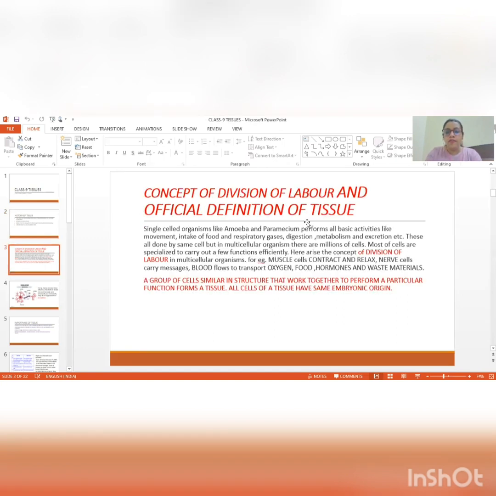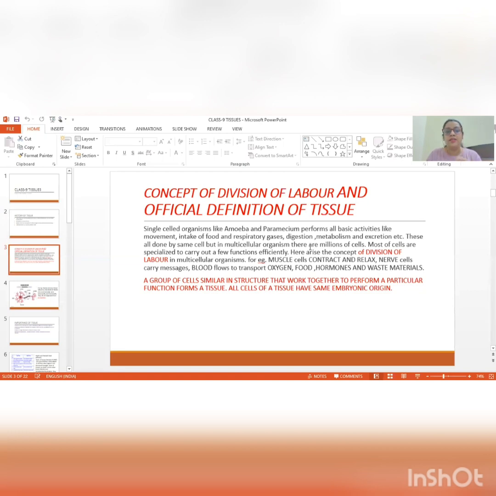Now, all of us know that cell is the structural and functional unit of life. Like a brick is a functional unit of a wall, like an atom is a structural and functional unit of an element. In the same way, cell is our basic unit of life. In single-celled organisms like amoeba and paramecium, they perform all the basic activities like movement, intake of food and respiratory gases, digestion, metabolism and excretion, etc. All of them on their own.